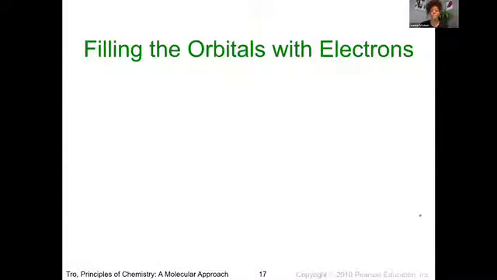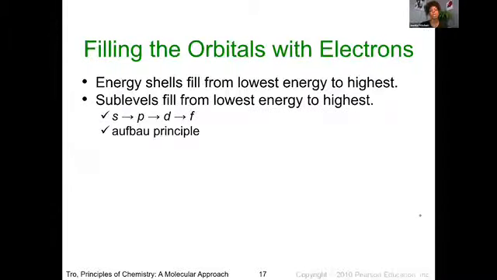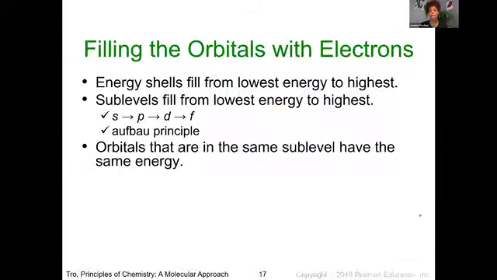All right, and so now we think about how are we going to fill up these orbitals. We know that each orbital can only hold 2 electrons, but there's still a process that we have to undergo when we think about filling these. And so the energy shells fill from lowest to highest energy. So just remember that your sublevels from low to high are S to P to D to F. And that's what we know as the Aufbau principle.